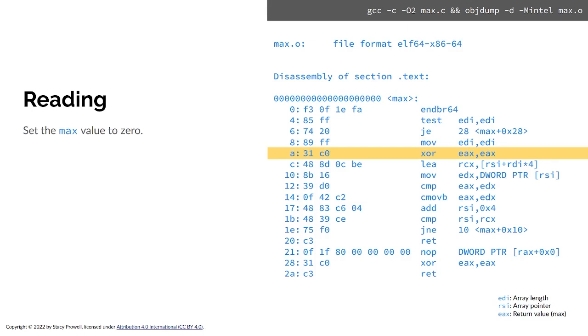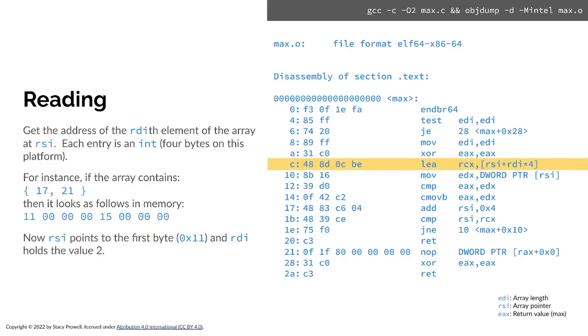It's going to do the same thing we did and store the max value in EAX. The next thing, it goes ahead and loads an address into RCX. What address does it load? Well, RSI is the start of our array. RDI holds the number of things in the array. Each one is 4 bytes long, so this computes the address one past the last byte of the array. So this basically tells us this is one past where the array ends. We'll see how that's used later.